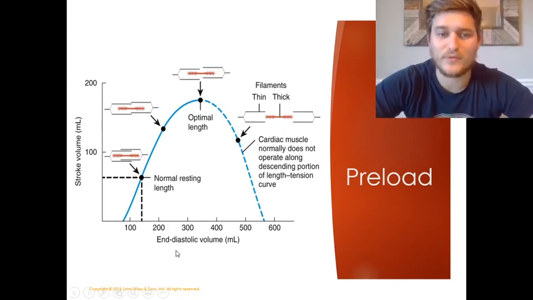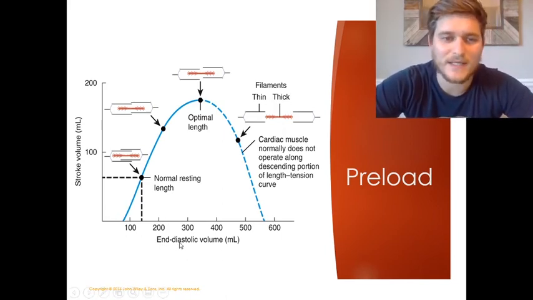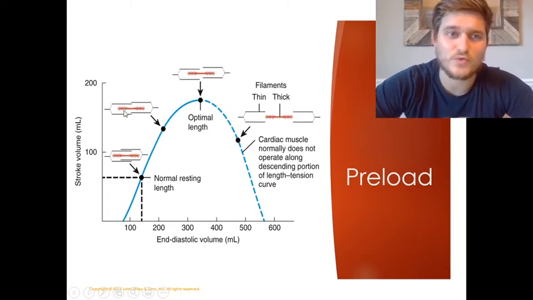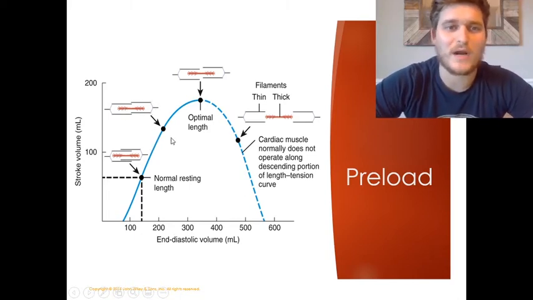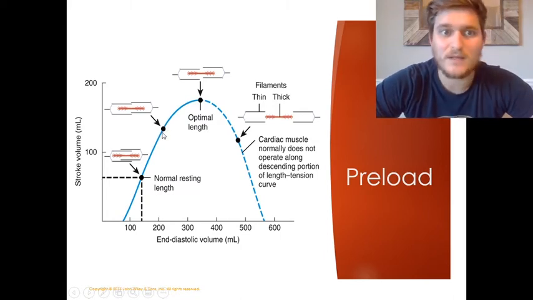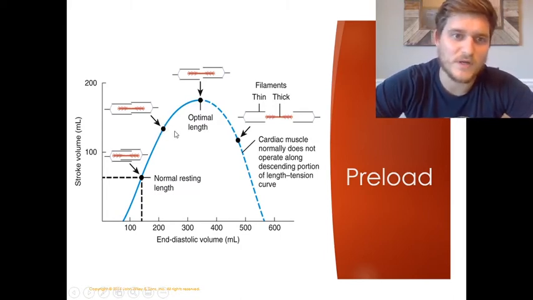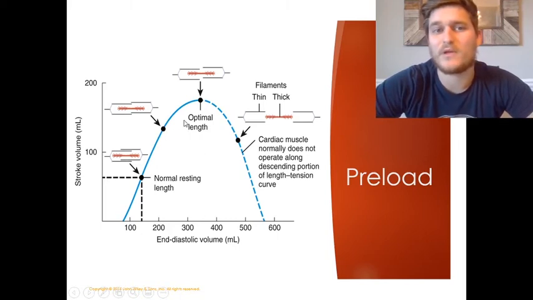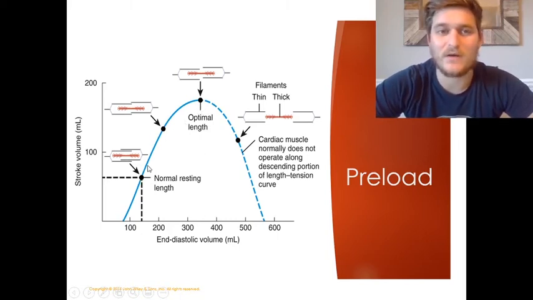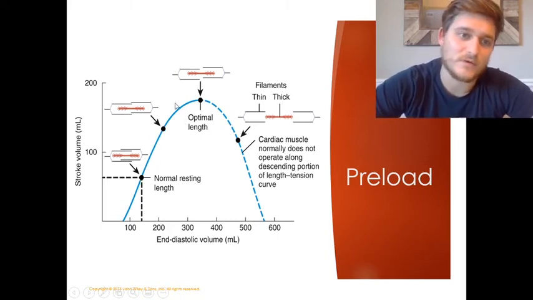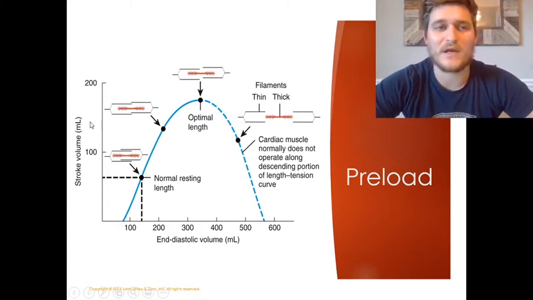A higher preload, or a higher end diastolic volume, or the volume of blood in the ventricles at the end of diastole, is then going to make a more optimal length and create more tension in those cardiac muscle fibers. So the more blood, the more preload we are able to deliver back to the heart and fill up those ventricles, the more blood is ejected, the higher the stroke volume.